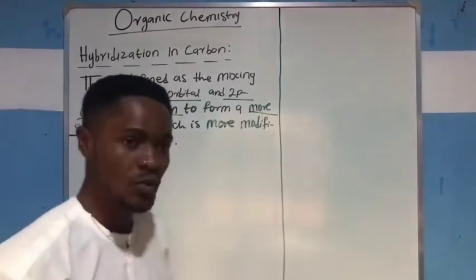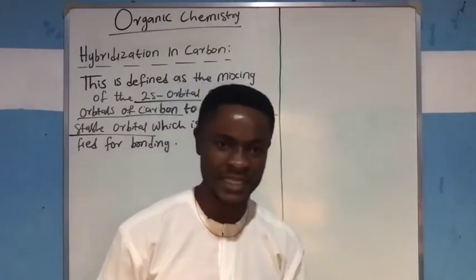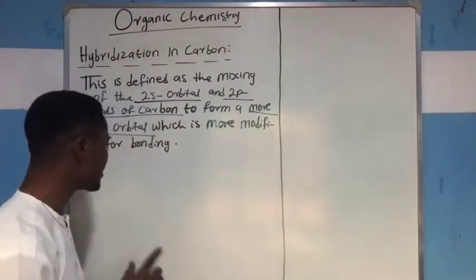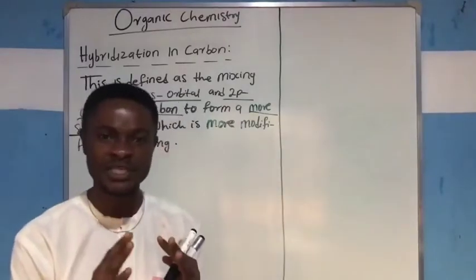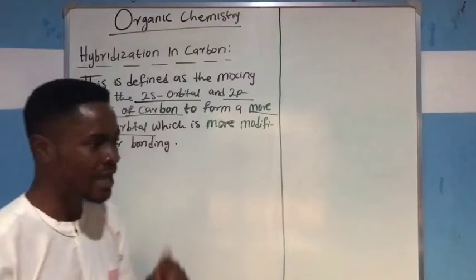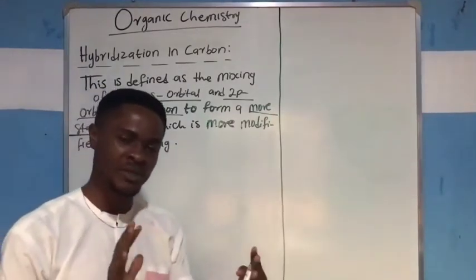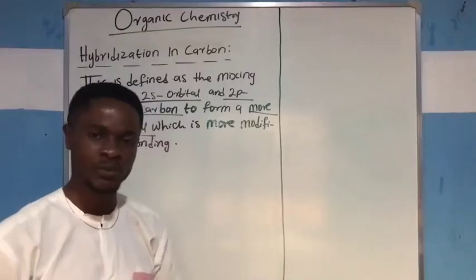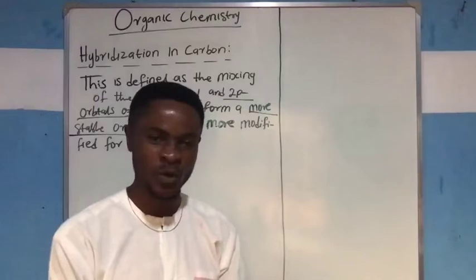Very, very important. So I want you to understand that carbon atom has 3 orbitals: the 1s orbital, the 2s orbital, and the 2p orbital. But this hybridization simply has to do with the mixing of the 2s orbital and the 2p orbital of carbon. Very, very important. And whenever these 2 orbitals mix together, it forms a more stable orbital. It does not just end there, and again, a more modified orbital for bonding.